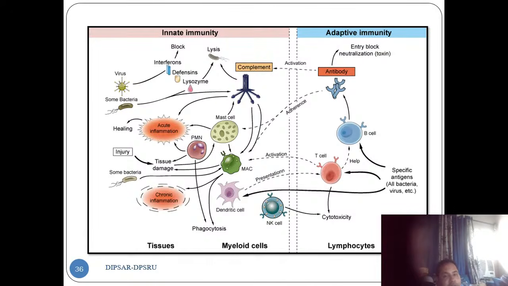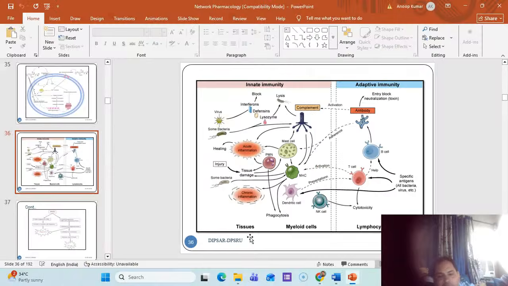For that you should have a good understanding of the innate immune system and adaptive immune system, and how they cross talk with each other. I hope you know about MHC, major histocompatibility complex, and so on. I hope I am audible.